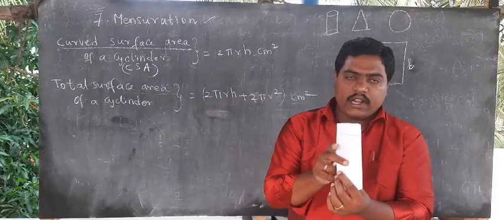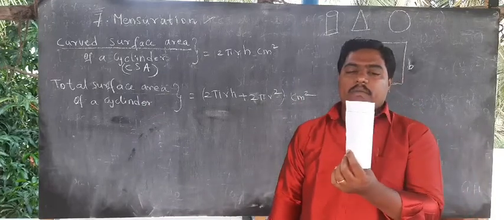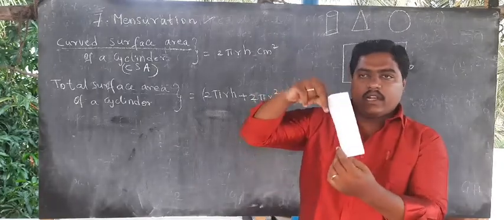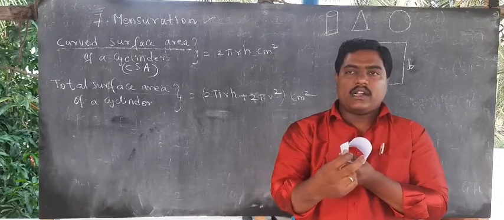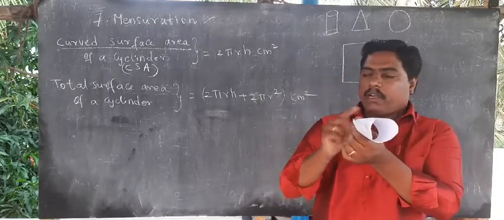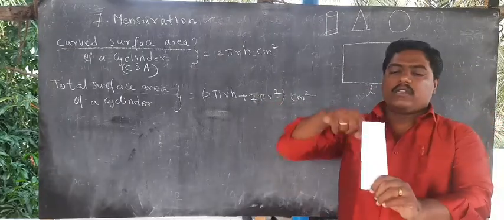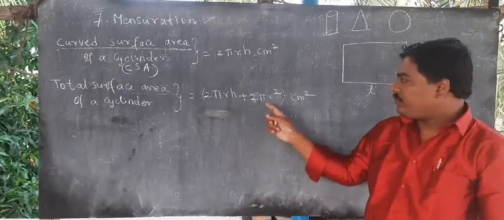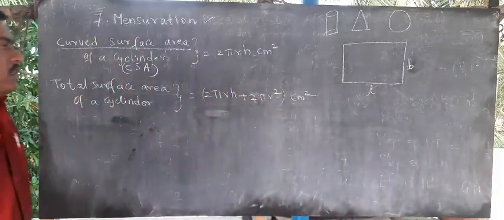Now we are dealing with the TSA of a cylinder, total surface area of a cylinder. Total means this CSA plus top and bottom of the cylinder. This is the area of a circle. The area of a circle formula is pi r square. So top is pi r square, bottom is pi r square, so I have written 2 pi r square. One is CSA, 2 pi RH. So TSA is 2 pi RH plus 2 pi r square.